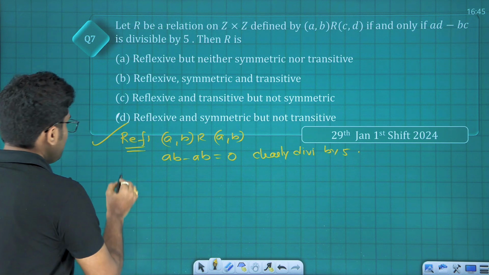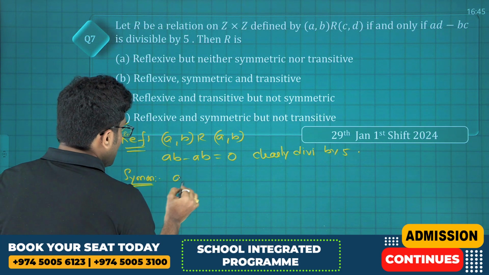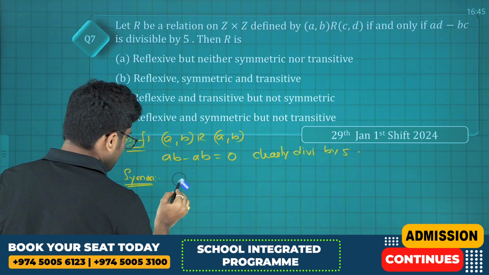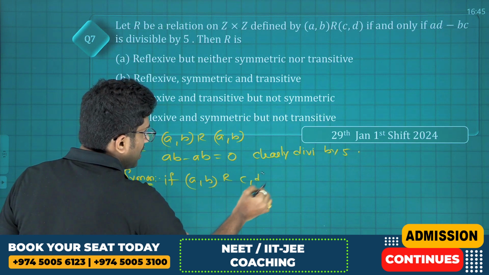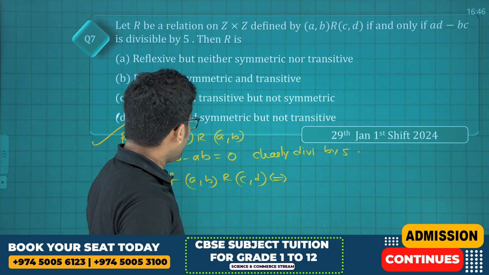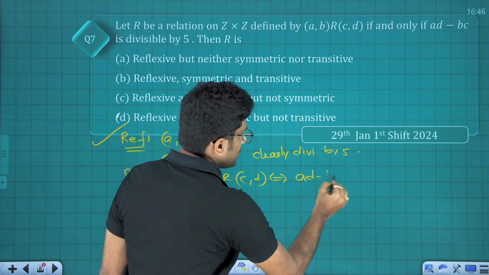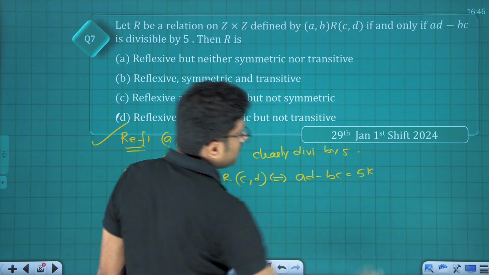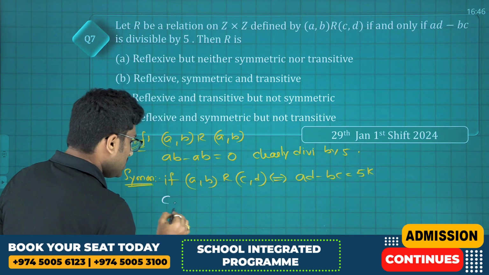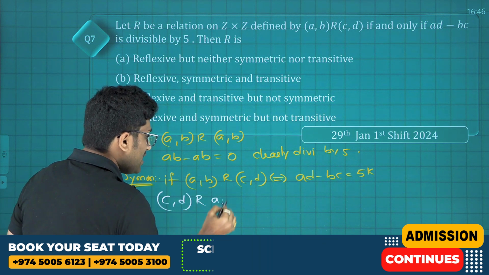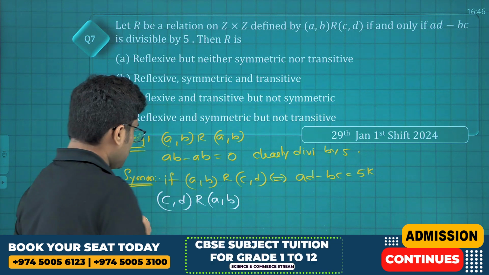Next, we'll see for symmetric. What does our symmetric statement say? If A comma B is related to C comma D, that means AD minus BC should be divisible by 5, so 5k. Now we'll check for C comma D: either it is related to A comma B or not.